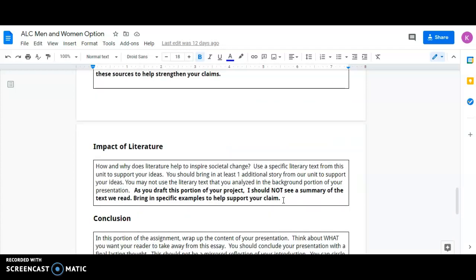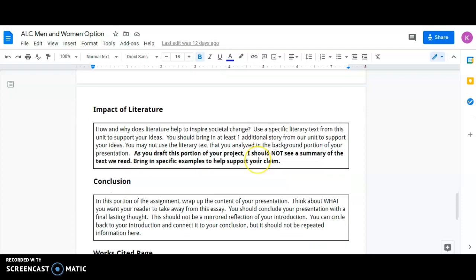On your impact of literature slide, you're going to think about how and why literature helps to inspire societal change. You're going to use specific literary text from the unit to support your ideas. So you need to bring in at least one additional story from a unit to support your ideas. You may not use the literary text that you analyze in the background portion of your presentation. As you draft this portion of your project, I should not see a summary of the text. Again, bring in specific examples to support your claims on how and why literature helps to inspire societal change.